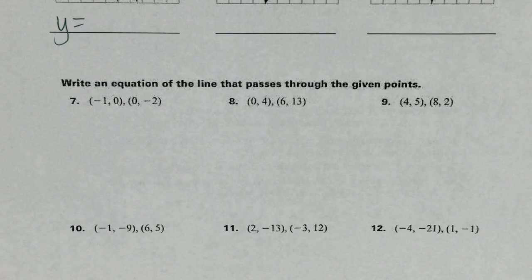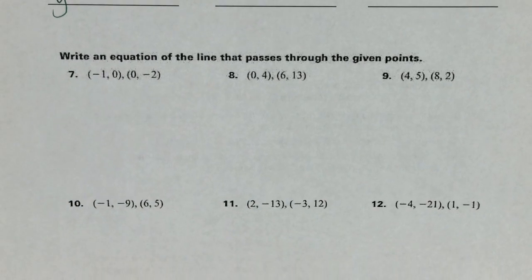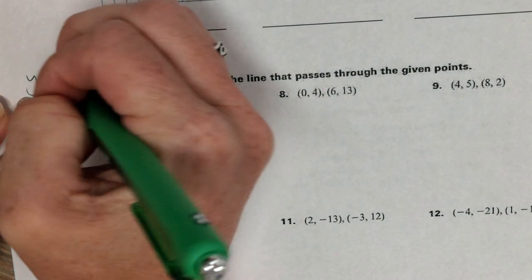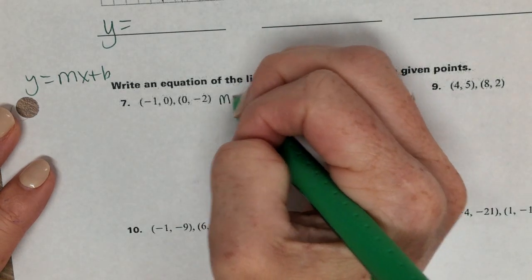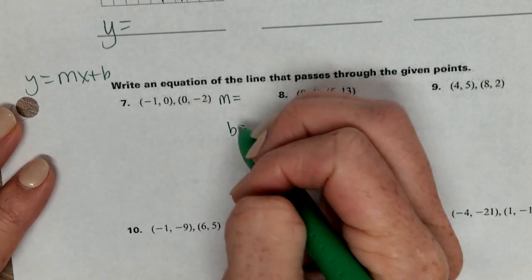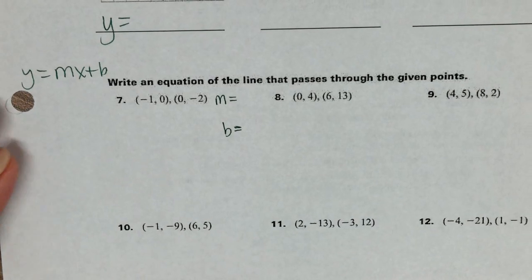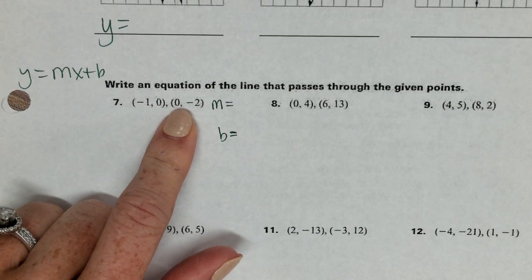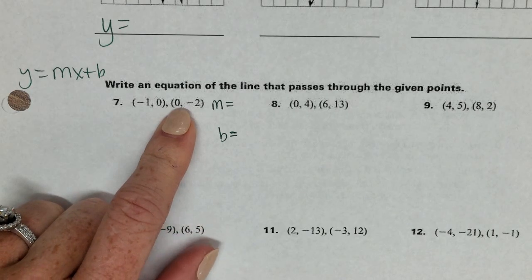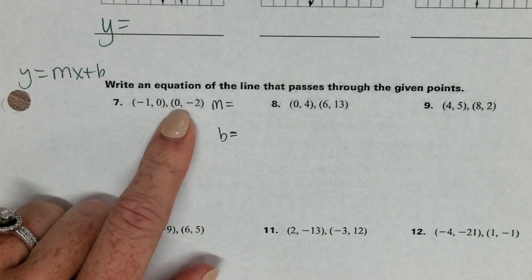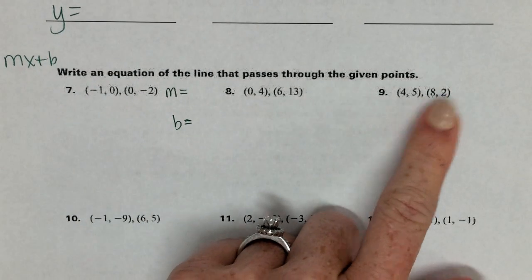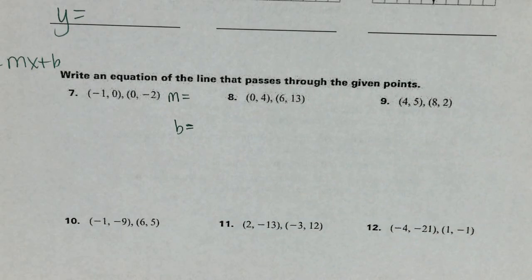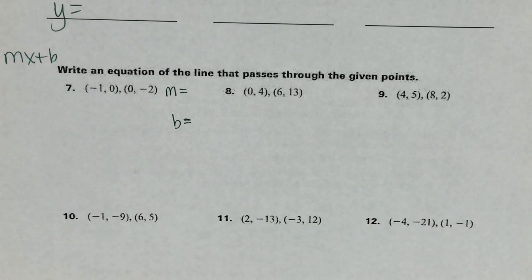Down here, it says write an equation of the line that passes through the given points. Now, to write an equation, you need to write it in y equals mx plus b form. What two pieces do you need? You need an m and a b. Now, don't work yourself to death. Look at number 7. Did they already give you the b? So you don't have to solve for the b on number 7. You will have to solve for the slope. Look at number 8. Did they give you the b? Yes, but look at number 9. Did they give you the b? No. So number 9, you're going to have to find the slope, then plug it back into the equation using one of these points to get that b.